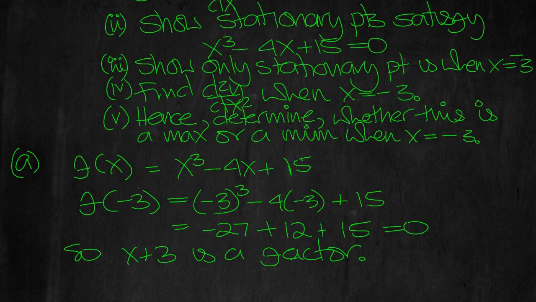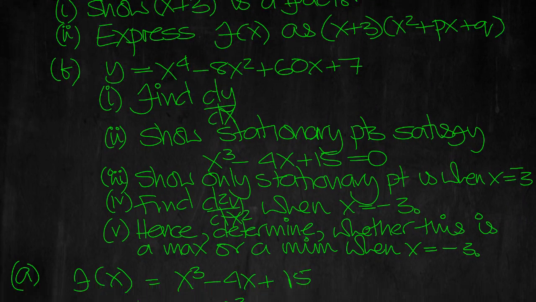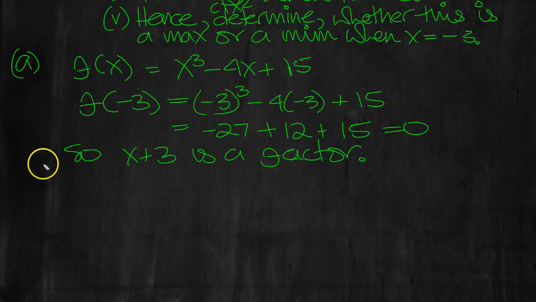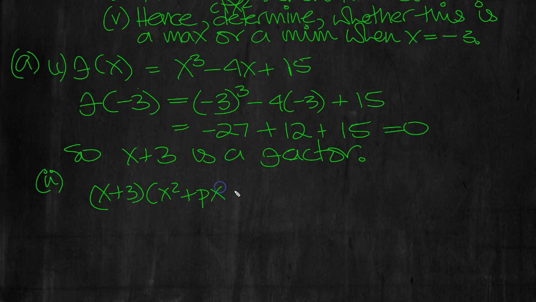Okay, that's part A, part 1. Part 2: express f of x as x plus 3 times x squared plus px plus q. So x plus 3, x squared plus px plus q is equal to x cubed minus 4x plus 15, and we need to find out p and q.